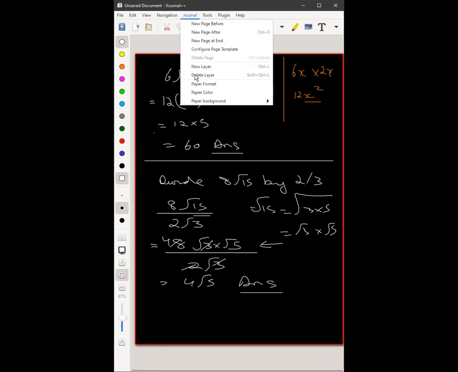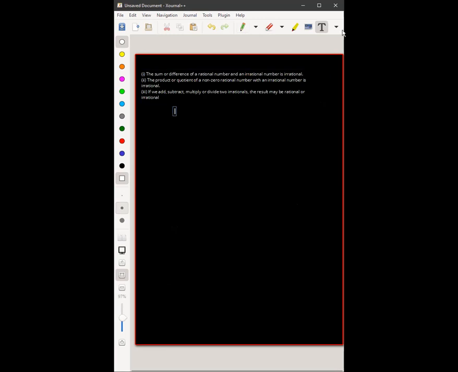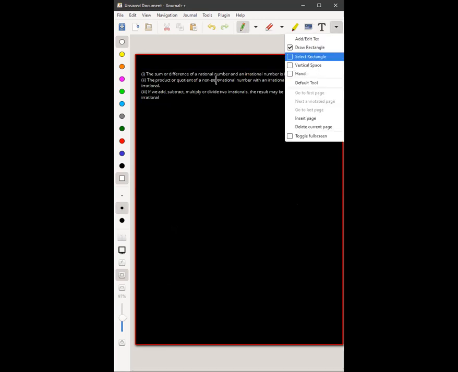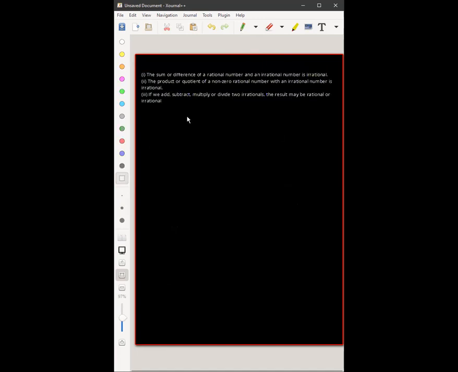Now there are a few rules when we relate to operations on rational numbers. Okay, the rules, just write them down. You can copy it. Firstly, the sum or difference of a rational number and an irrational number is always irrational. Obviously, right? The product or quotient of a non-zero rational number and an irrational number is irrational.